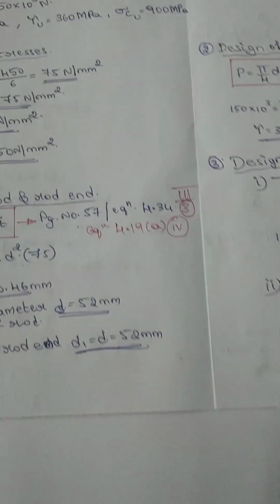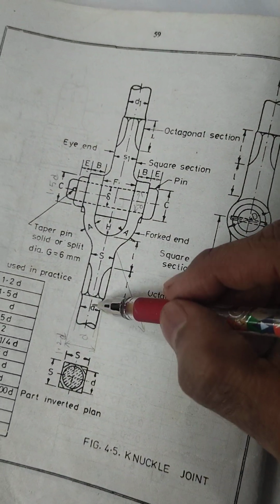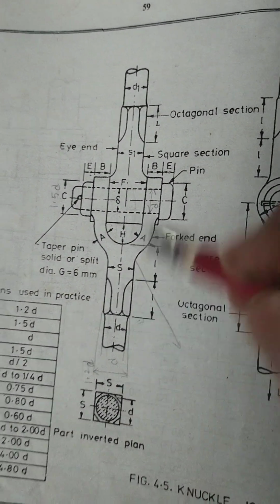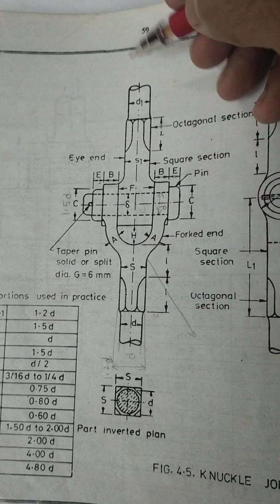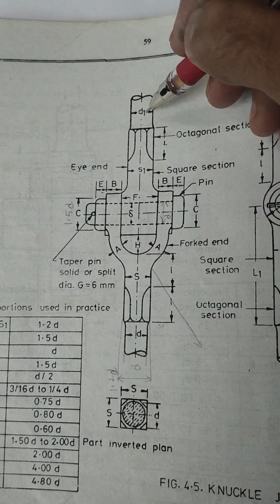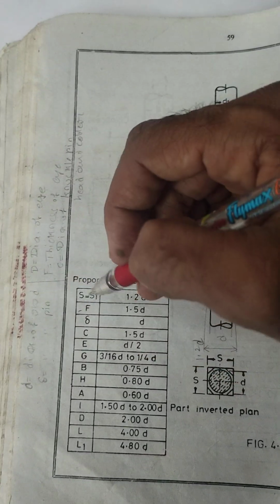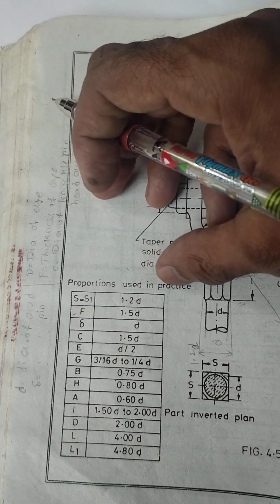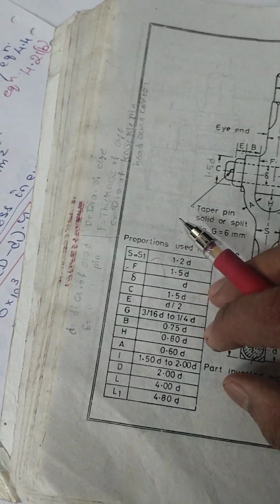So for the diameter of the rod end, here you can see in the sketch, that is page number 59 in the third edition. D is the diameter given in the data handbook. This image is there in your data handbook. So D is the diameter and D1 is here. D is equal to D1, which we consider every time. Here also they have given properties used in practice.